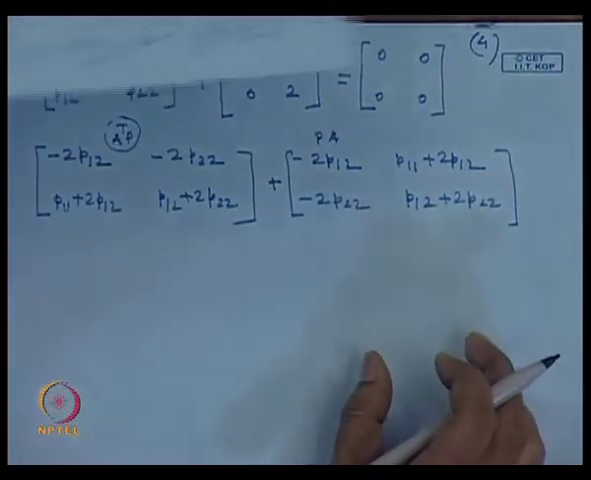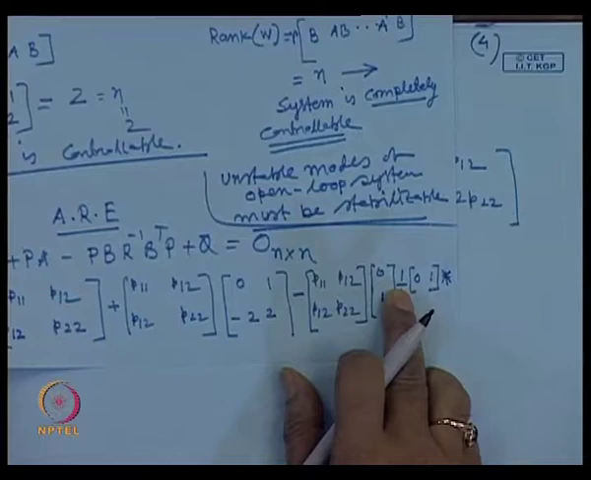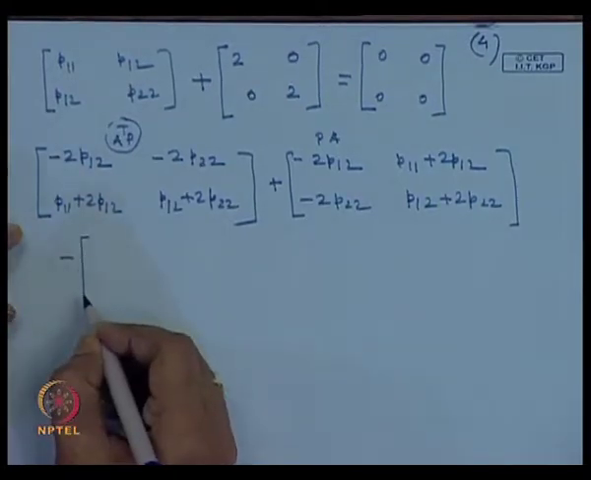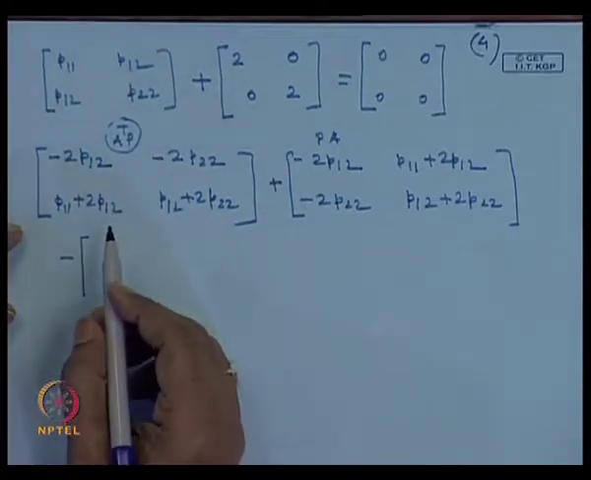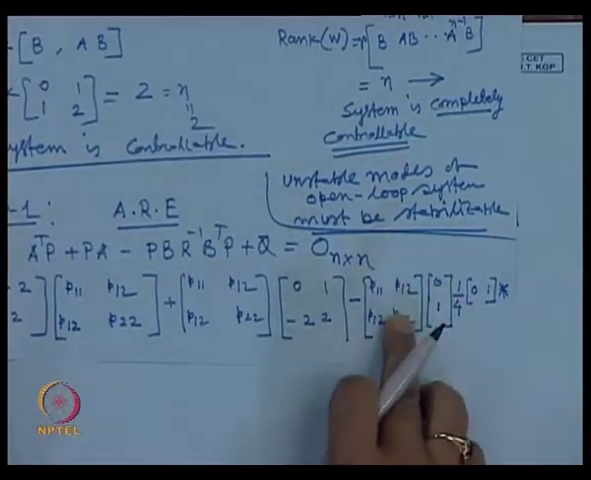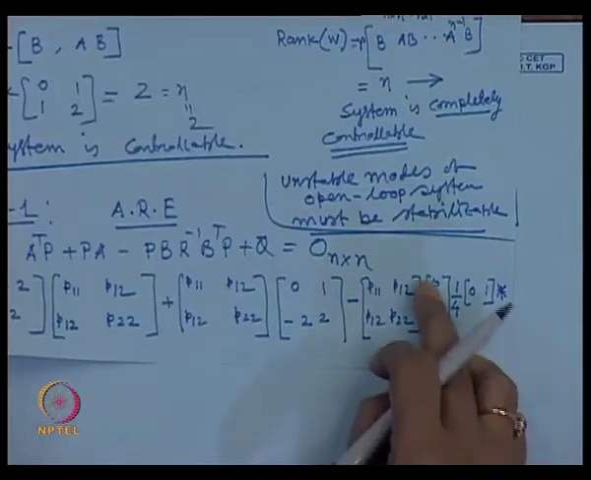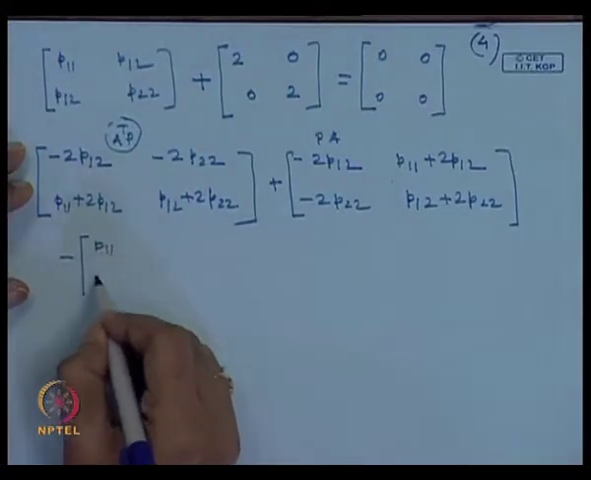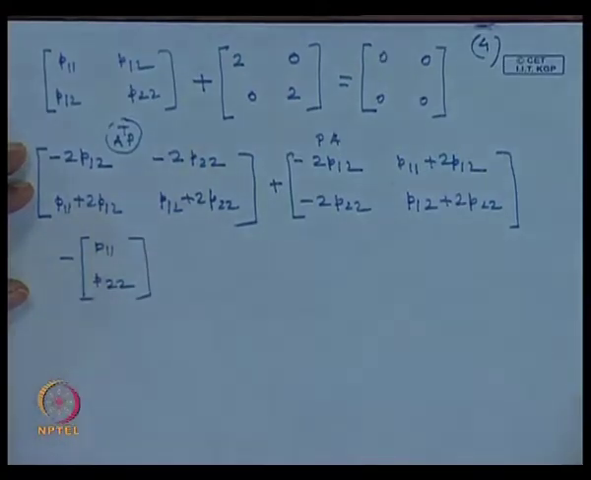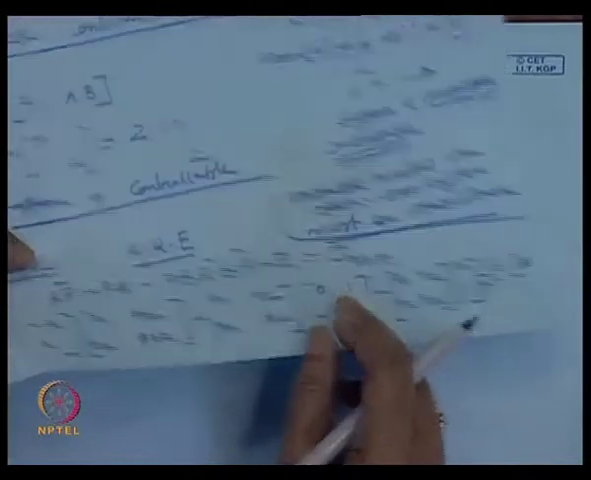Next, if you see, you multiply it by P B R inverse B transpose P. If you do this, the second part, P B, if you multiply it by this, you will get the last column of P, because of this 0 1. So, ultimately it will come from the last column of this one, that will be P 1 2, that will be P 2 2, multiplied by R inverse. R inverse is 1 by 4, that means 0.25.